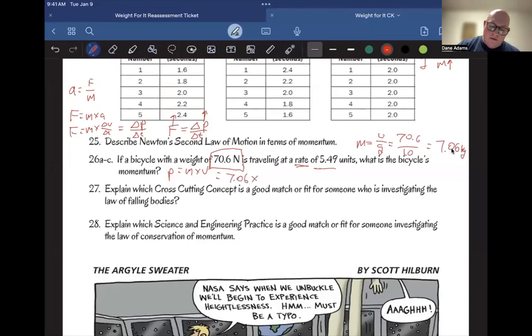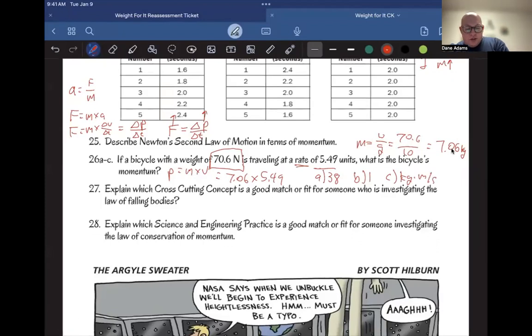So that's what I'll plug into my equation. 7.06 multiplied by 5.49. And I get 38.7594. So part A, I'll put 38. Part B, I'll put 1. And part C, kilograms times meters per second.